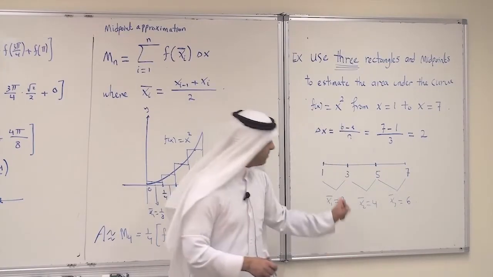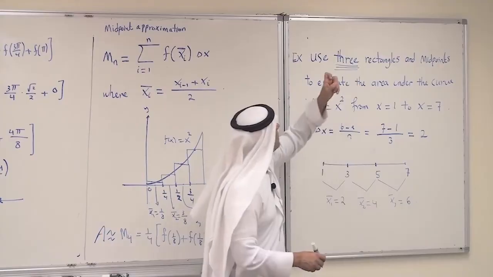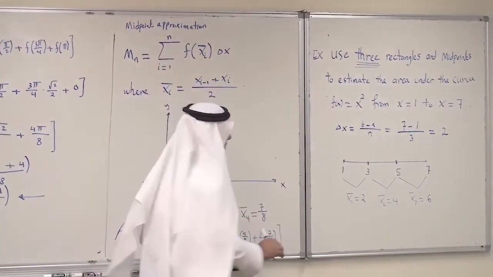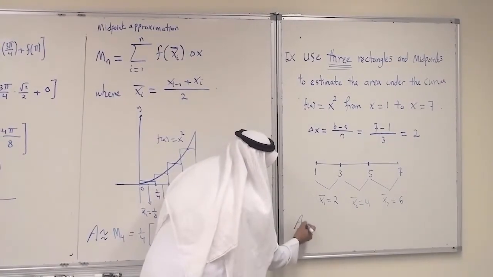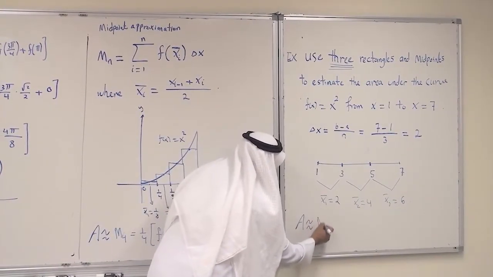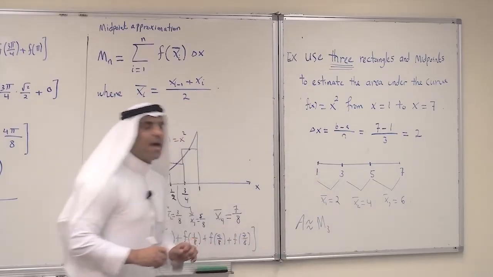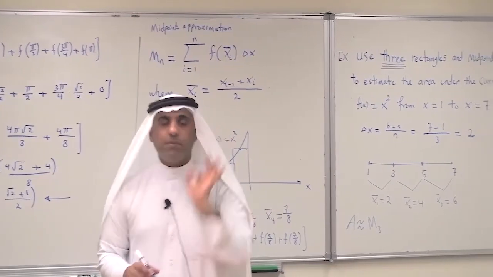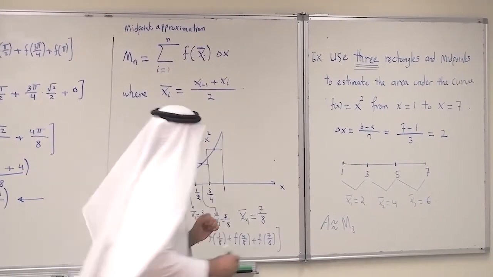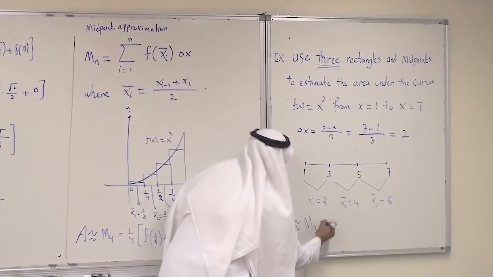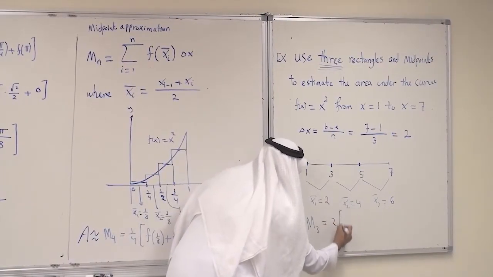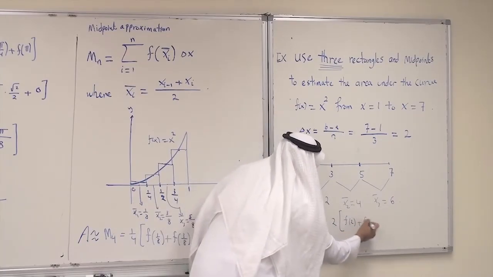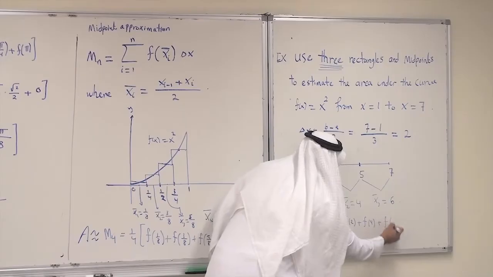How many sample points? 1, 2, 3. How many rectangles? 3 rectangles. So I am doing things correctly. Okay. What is the area now? Approximately equal to, I will call it here M3, meaning I am choosing 3 rectangles and midpoint as sample points, or midpoint approximation. So the answer will be equal to delta x, which is 2, times the image at this value. So it is f of 2 plus f of 4 plus f of 6.